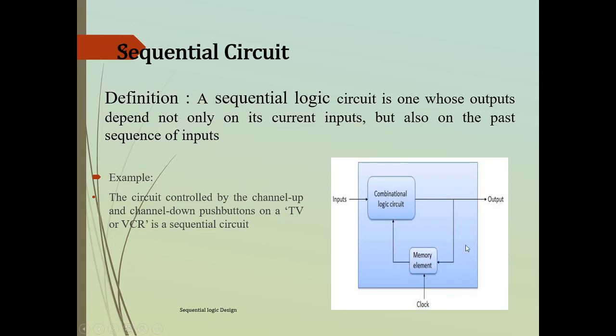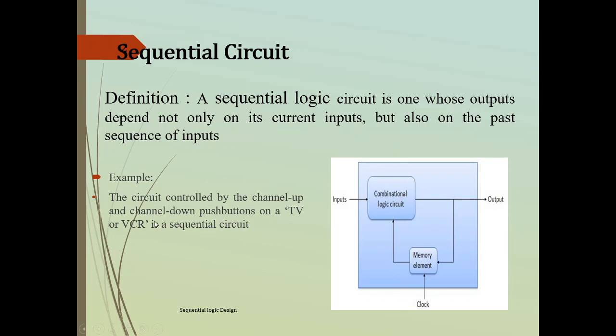It has a memory element, and its output not only depends upon the input but also depends upon the memory element. It means the past input. So this is the fundamental difference between a sequential circuit and a combinational circuit. In a combinational circuit, there is no such memory element. So therefore, a sequential circuit can be used as a combinational circuit, but a combinational circuit cannot be used as a sequential circuit. Examples of sequential circuits are flip-flops, registers, counters, etc.